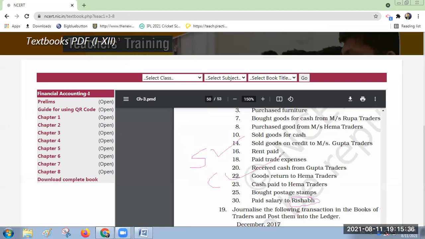Okay, so you do one thing: write the journal entries and prepare accounts of all the accounts that you come across in these transactions. That is your homework.